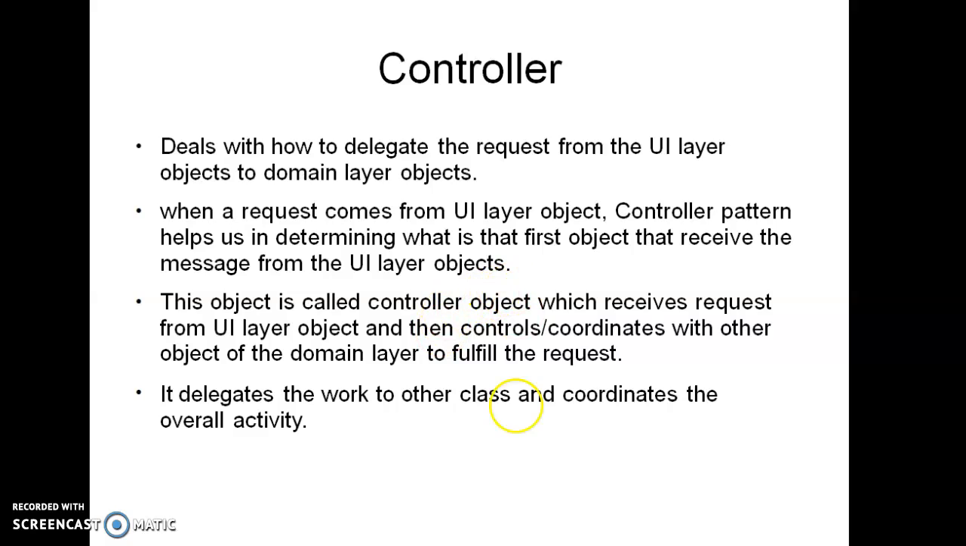So all this work is done by the controller: identifying the object which interacts with the domain layer, the first object which receives the request from your view layer. Then it coordinates and controls the objects of your domain layer to fulfill whatever request comes from the view layer. That request must be fulfilled and responded to the view layer. So this work is done by the controller.